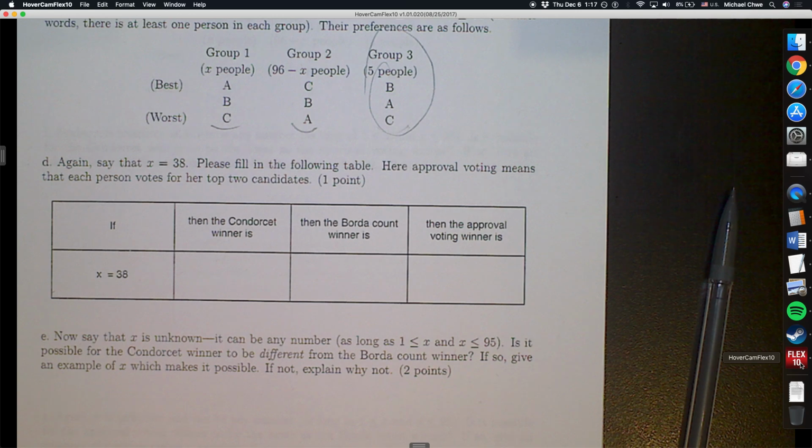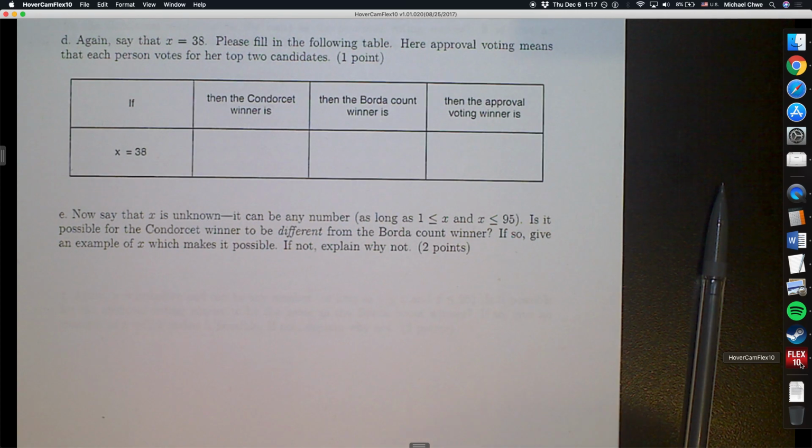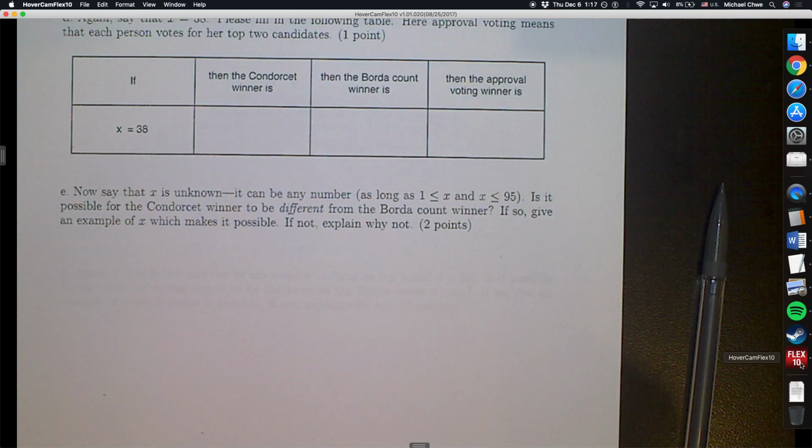Want to see the Condorcet winner? Okay, so now say that X is unknown. It can be any number between. Is it possible for the Condorcet winner to be different from the Borda count winner? Okay, wow. And you're kind of thinking, oh my gosh, what's going to happen? So just do some math. But think about it.